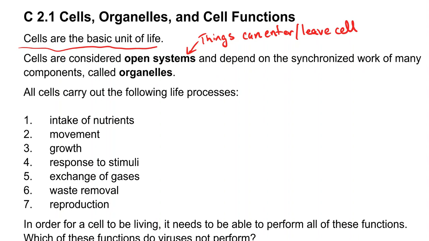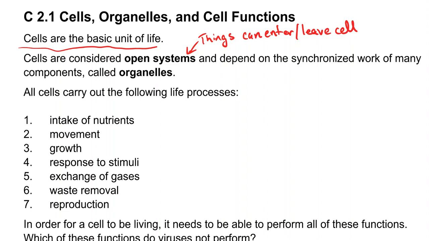All cells carry out the following life processes. So in order for something to be considered alive, it needs to be able to do all 7 of these things. So a cell needs to be able to take in nutrients. Well, of course it does. It needs to take in nutrients because without new nutrients, the cell would die. The cell needs to be able to move. Hopefully that makes sense. If it's a single-celled organism, that cell needs to be able to move around in its environment. And if it's a cell in your body, it needs to be able to move around in certain ways in order to carry out certain cell functions.